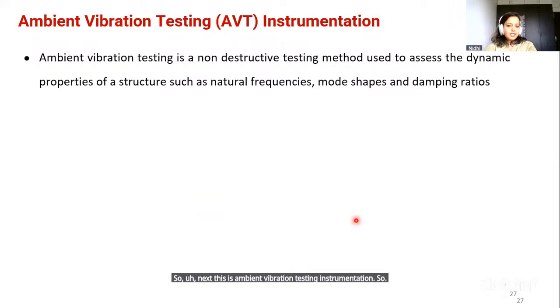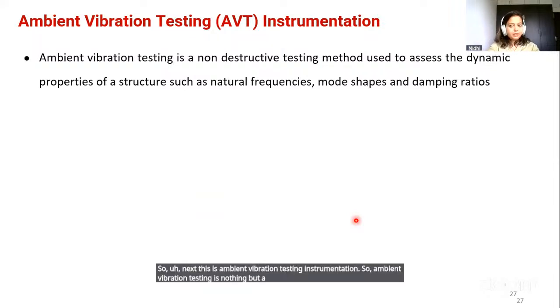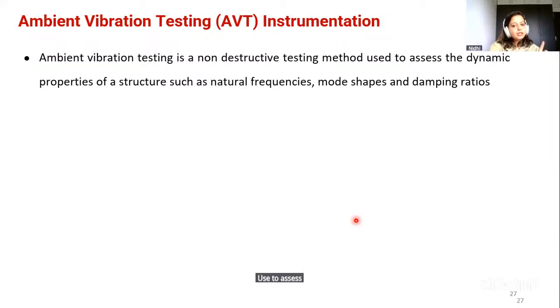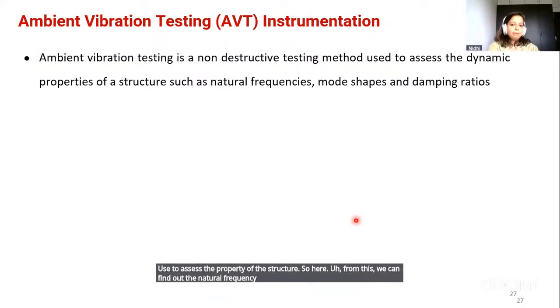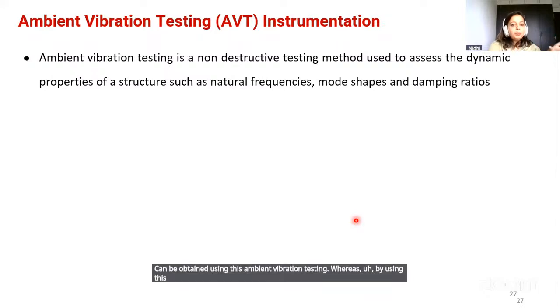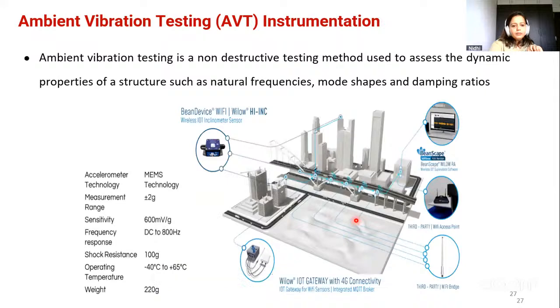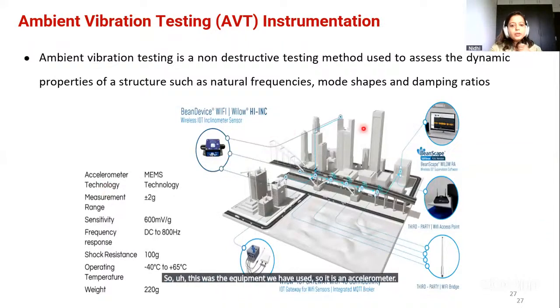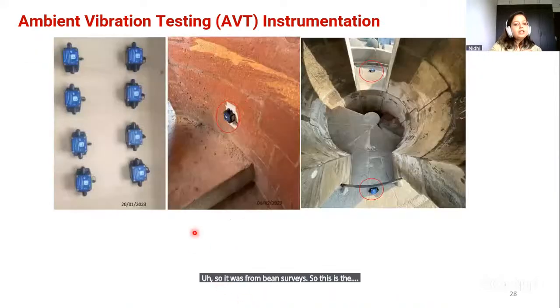Ambient vibration testing is a non-destructive testing method used to assess the properties of the structure. From this, we can find out the natural frequency, mode shapes, and damping ratio. The dynamic properties can be obtained using ambient vibration testing, whereas by using UPV we can find out the material property. This was the equipment we have used. It is an accelerometer from Bean Service. So this is the picture, where we can see the accelerometers which we use for this investigation.